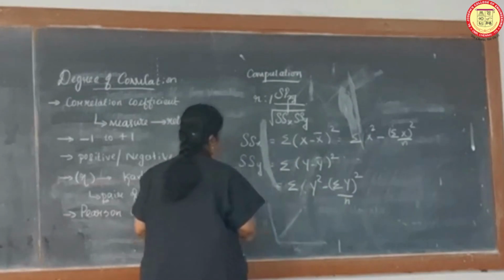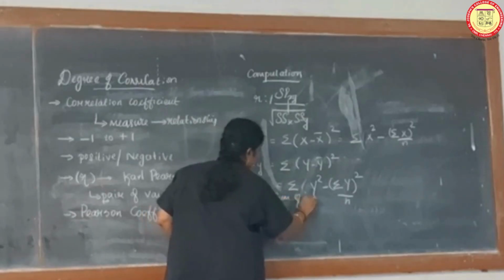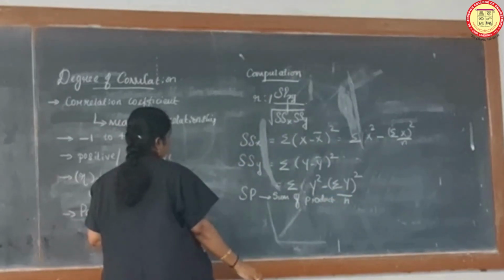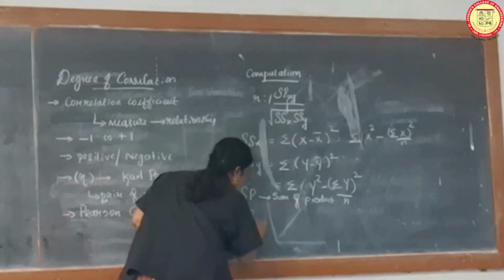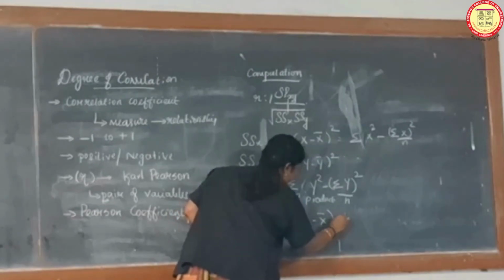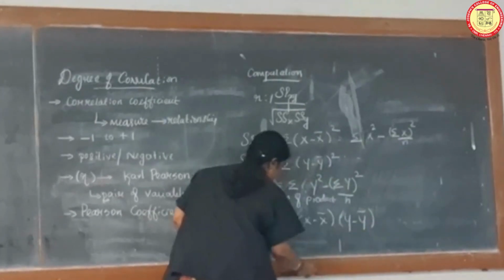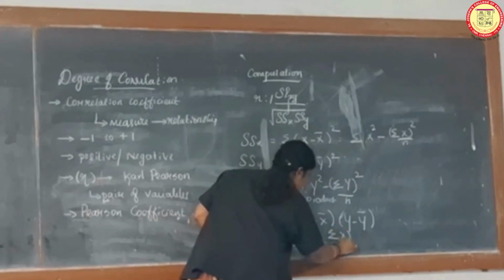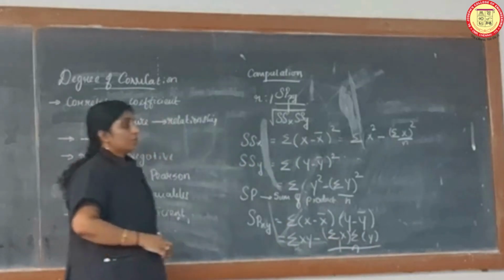SP is nothing but the sum of the products, which is represented in the numerator. Here it is calculated as SPXY, which is equal to summation of x minus x bar times y minus y bar. It can also be calculated as summation xy minus summation x times summation y divided by n. So these are all the calculation parts.